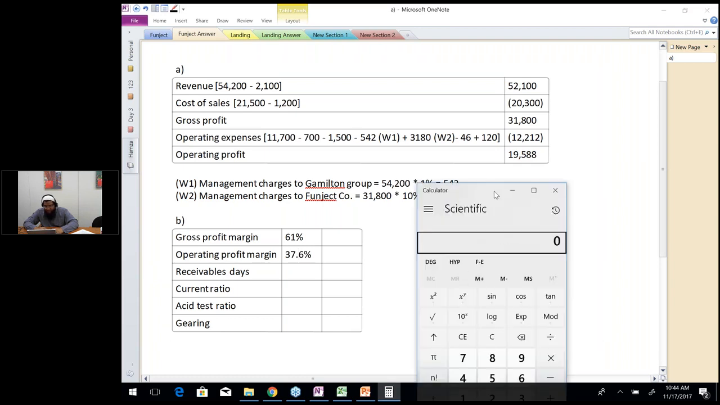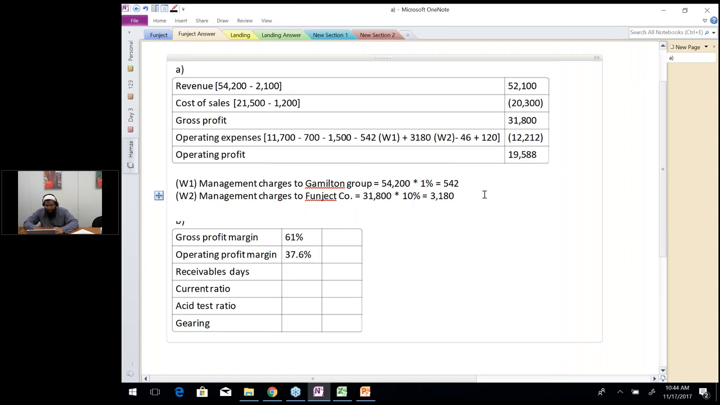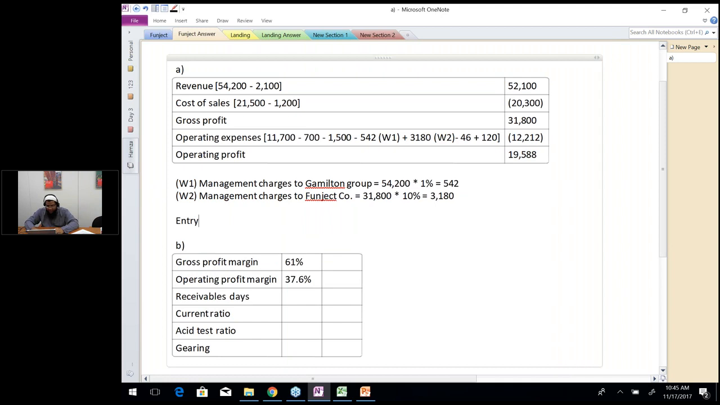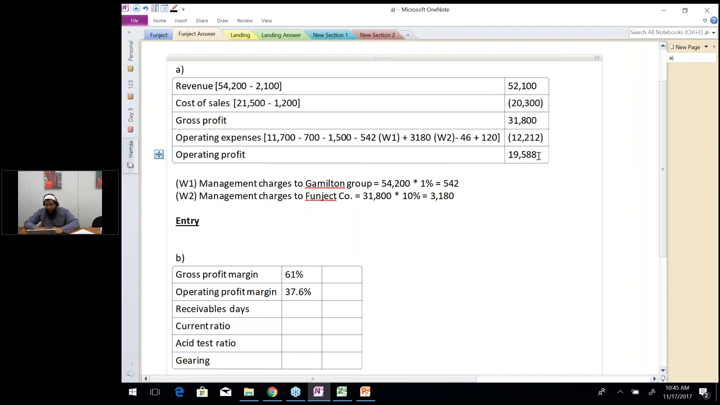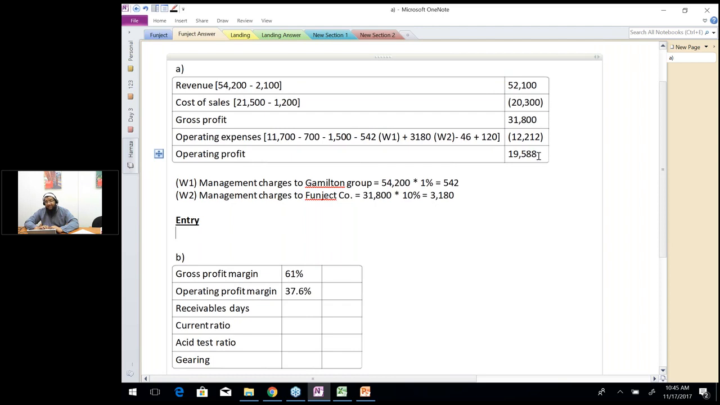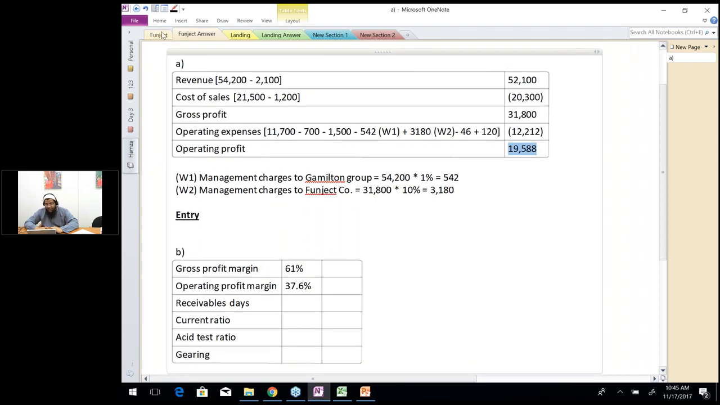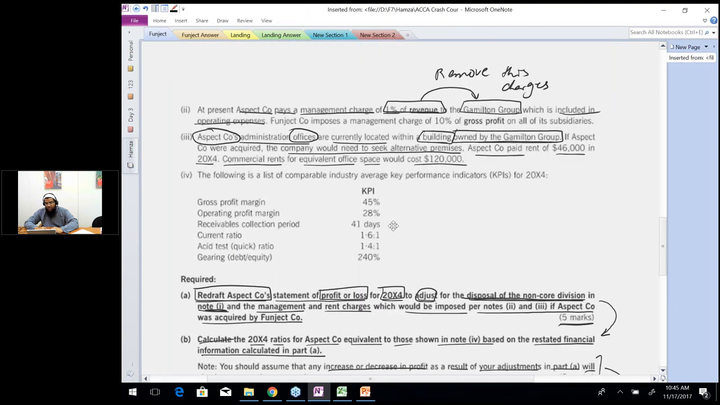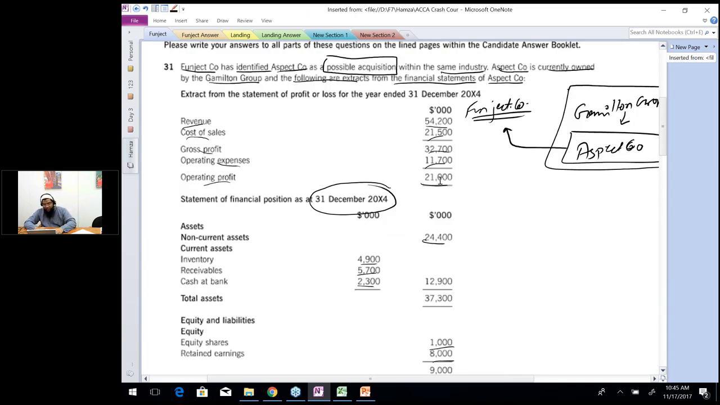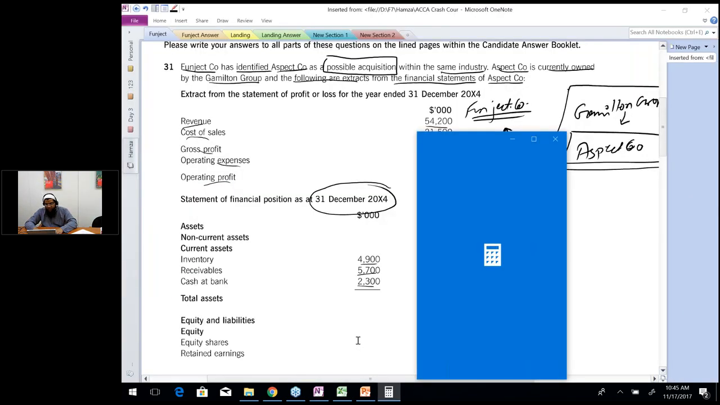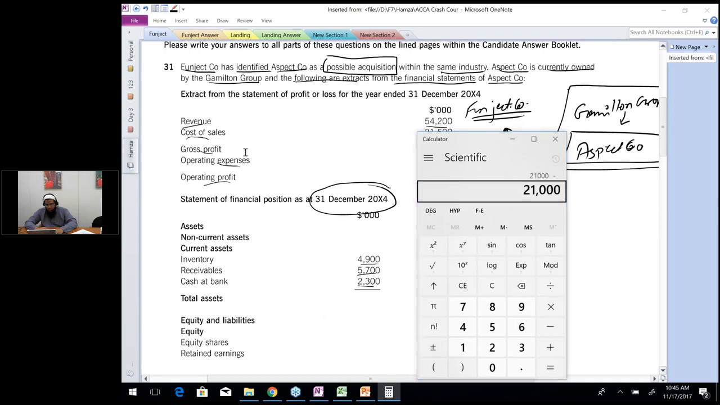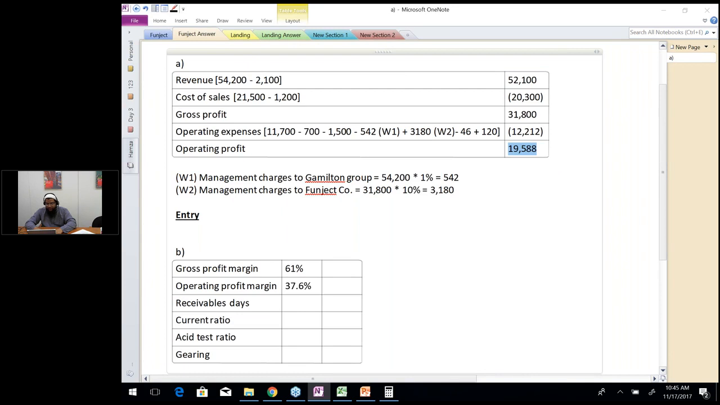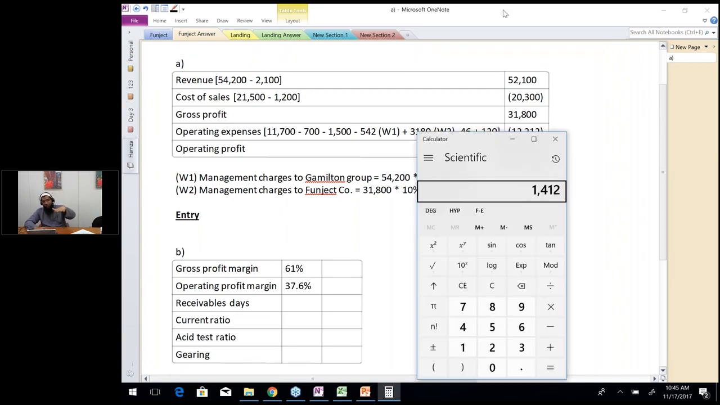And then we have the receivable days. Before moving further, I'm also writing an entry in this case. The entry for what? Do listen to this carefully. The operating profit that we have calculated for SPEC is 19,588 this time, and the profit shown by the question was actually 21,000. So how much less revenue are we getting? We are getting a decrease from 21,000 to 19,588. So this means the profit has been reduced by 1,412.